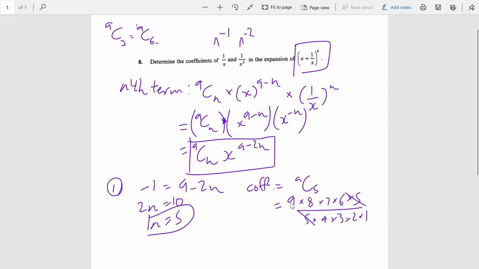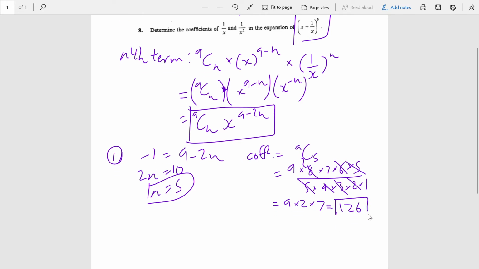Anyway, the 6 cancels with these two here, and the 8 cancels with the 4 here, leaving just 2. So it's 9 times 2 times 7, which should be something like 126. So this is the coefficient of the x to the negative 1 term.